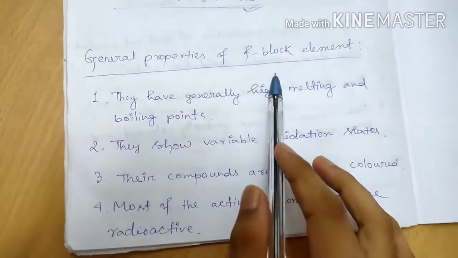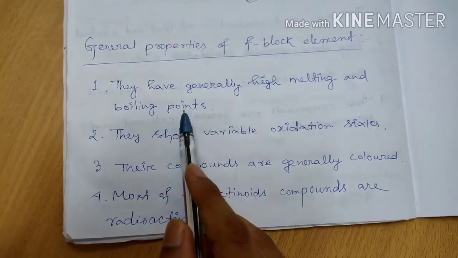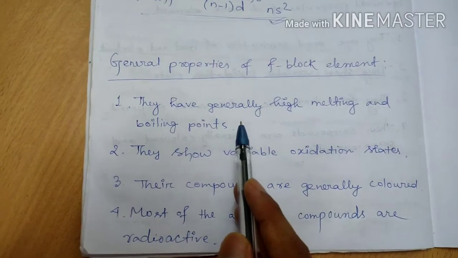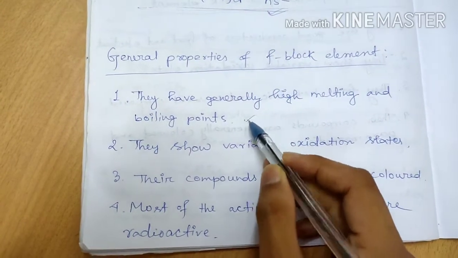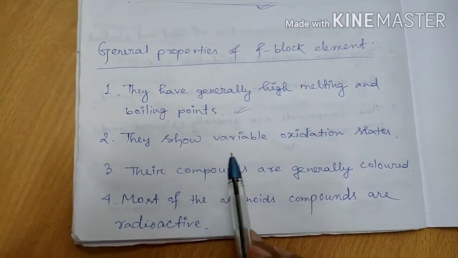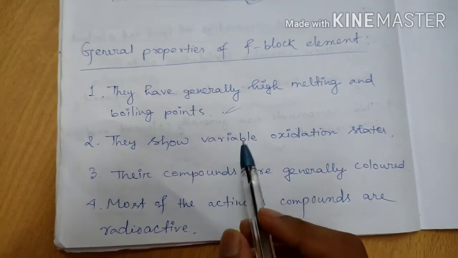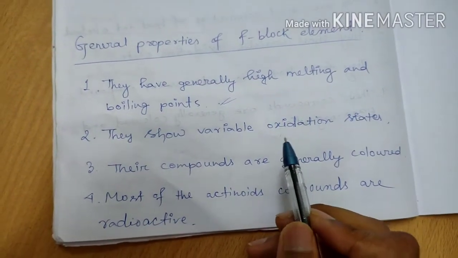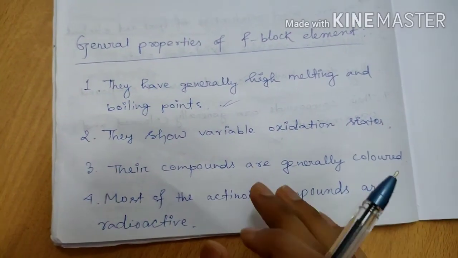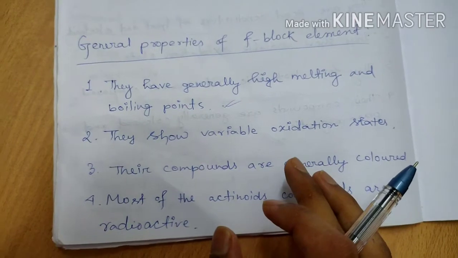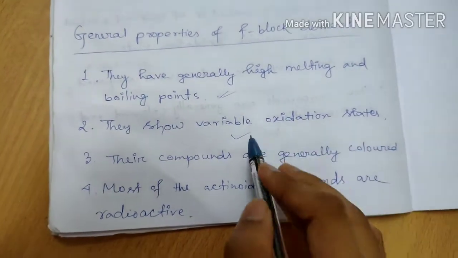So you see the general properties of f block elements. Number one property is they generally have high melting and boiling points. That is, the f block elements have high melting and boiling points. And number two property is they show variable oxidation states. Like d block elements, f block elements also show variable oxidation states, that is, they can show +1, +2, +3, 0 also. This is the number two property.